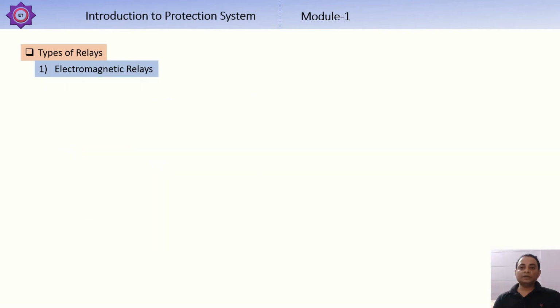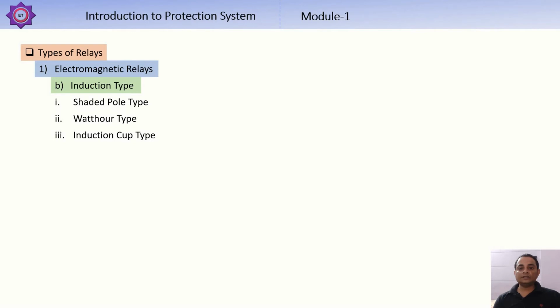Next, induction type relay. Induction type relay can be further categorized into 3 parts. First one is shaded pole type, second one is watt-hour type and third one is induction cup type. Let us start with shaded pole type.